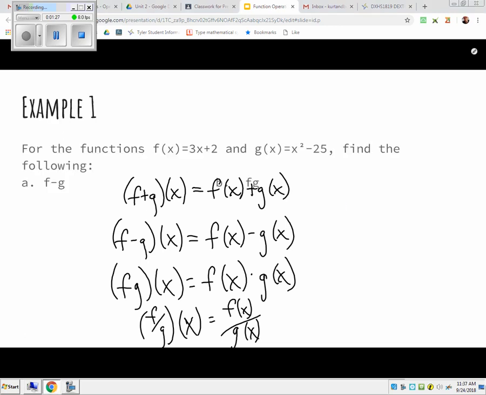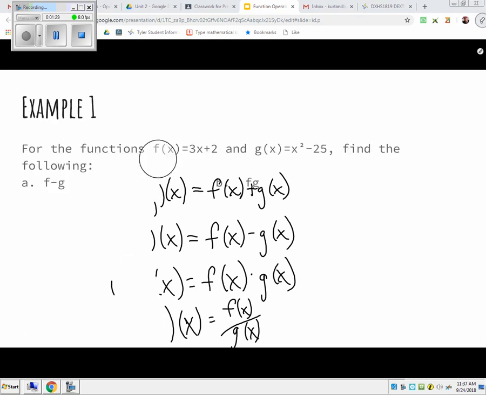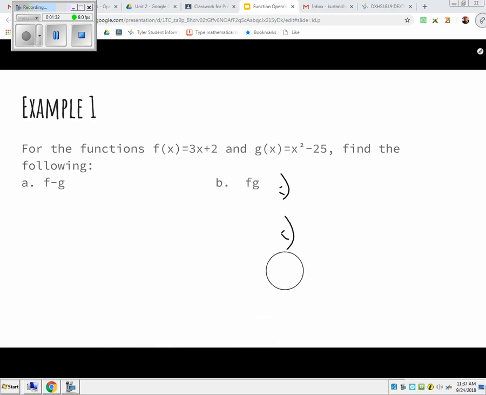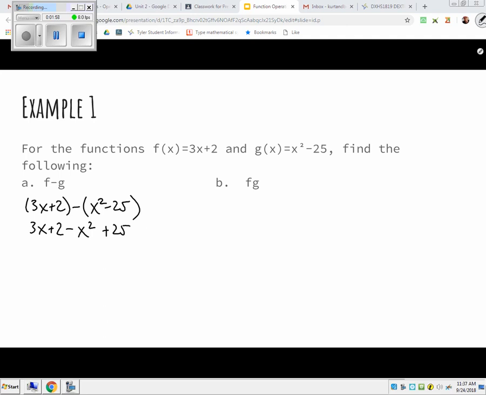Okay? So my first example today, I'm going to give you two functions. And part A, looks like I want you to do f minus g. So if you remember from the last slide, f minus g, I'm just going to take my f of x function, it's 3x plus 2, and I'm going to subtract off my g of x function. Now you can just subtract right here, or some of you might be more comfortable if you distribute a negative through. That's fine. But look at my use of parentheses on this first line. That's key into getting this to be a positive 25, which is where it should be.